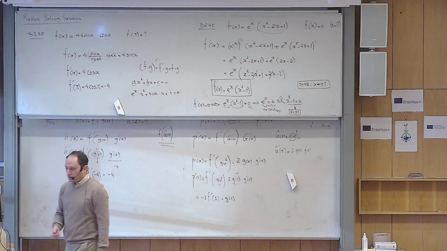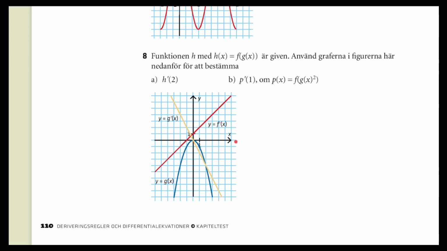So I go back to the diagram. Can you tell me what is f prime of 1? This is the f prime function. F prime of 1 is here. I go up to intersect and then I go horizontally. Do you agree that is 2? Yes. So f prime of 1 is 2. What is g prime of 1?